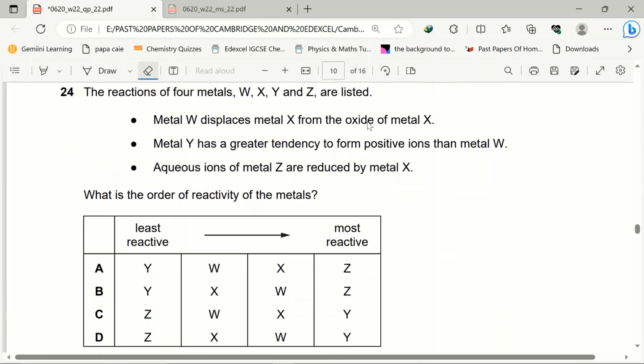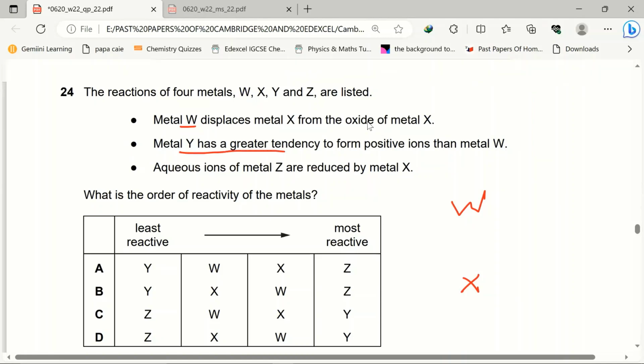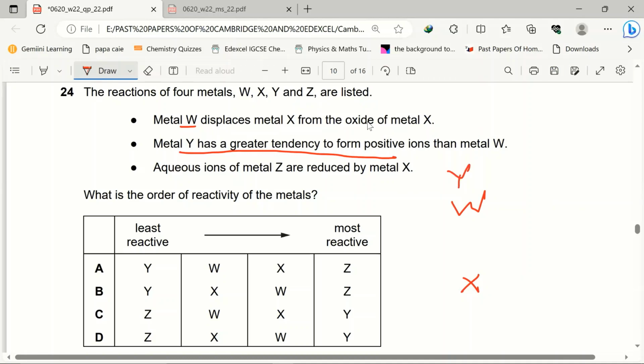Question 24, the reactions of 4 metals W, X, Y, and Z are listed. Metal W displaces metal X from the oxide of metal X. So W is higher and X is lower in reactivity because W can displace X. Metal Y has a greater tendency to form a positive ion than metal W. So Y must be higher than W, because the more reactive the metal is, the more easily it can lose electrons and form a positive ion. So Y is more reactive than W for sure.